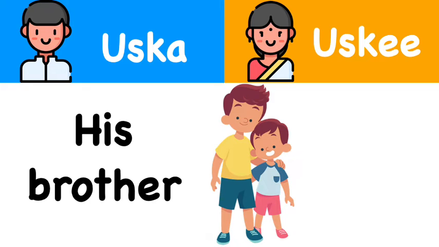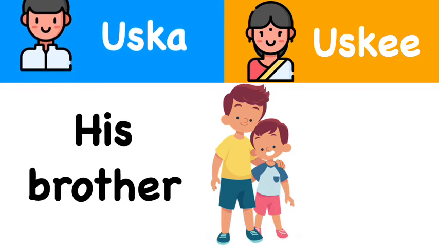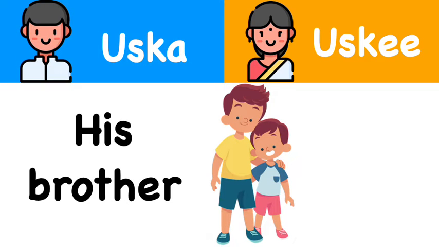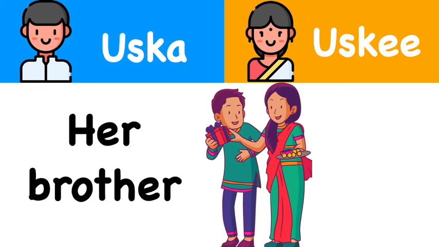So take a look at this one. Would this one be uska or uski? I hope you said it's uska, but how do you know? Because you have to look at the word brother. You don't look at the word his actually. You look at the word brother. Brother is a pull noun. So because of that, we use uska for the word his. Uska bhai, because brother is a pull noun.